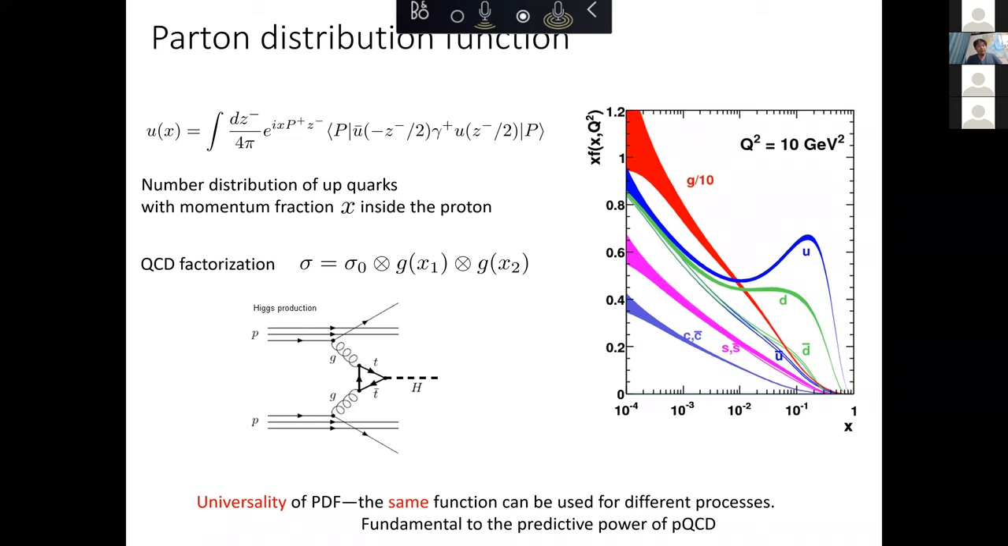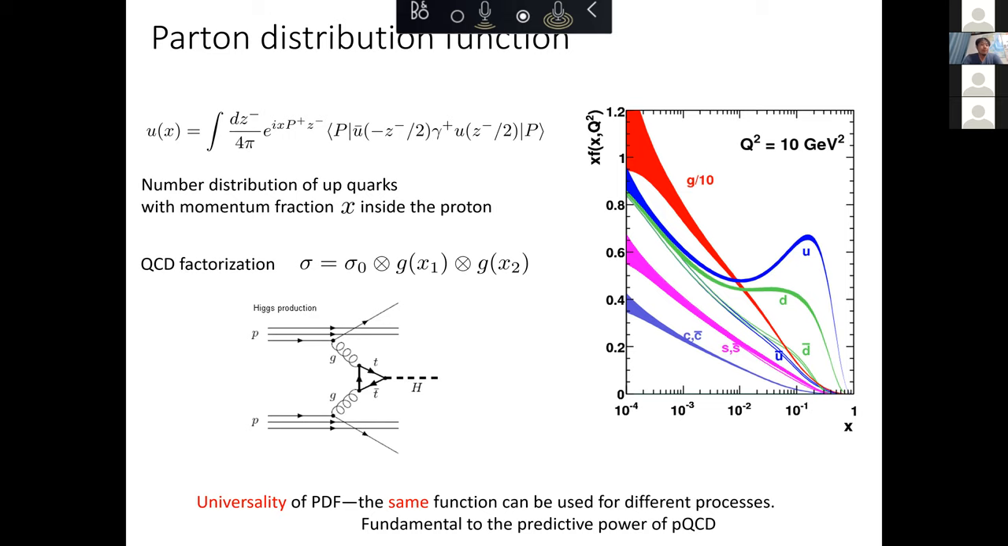The important thing is that the cross section can be factorized in terms of the parton distribution function and the short-distance parton cross section, sigma zero. The cross section is given by the convolution of these. The good thing about the PDF is that you can extract it from several experiments and use it to calculate cross sections for other processes. That is the universality of the PDF, saying that the same function can be used for different processes, and that is fundamental to the predictive power of pQCD.